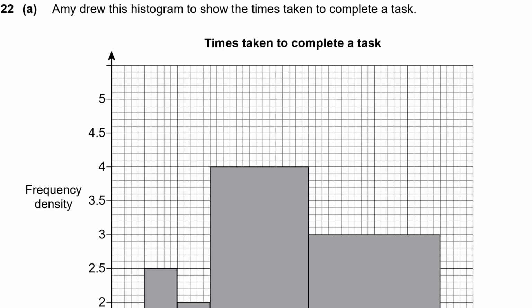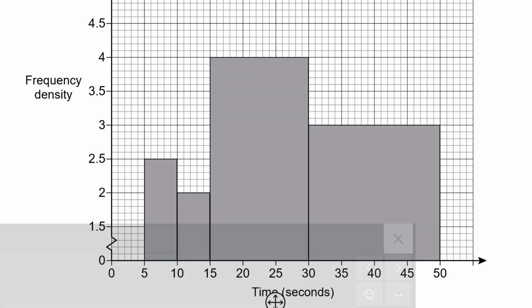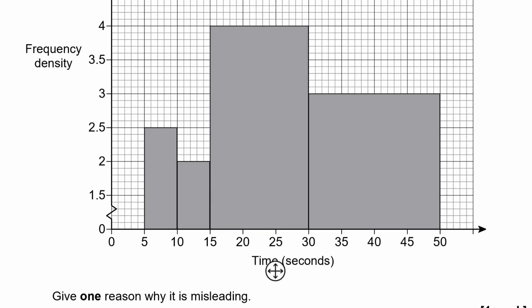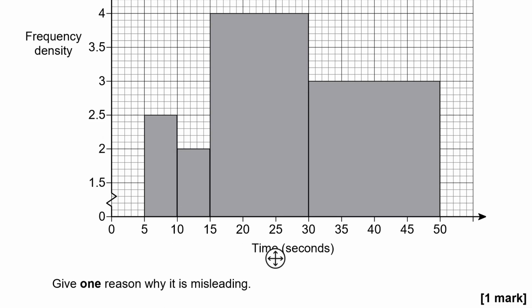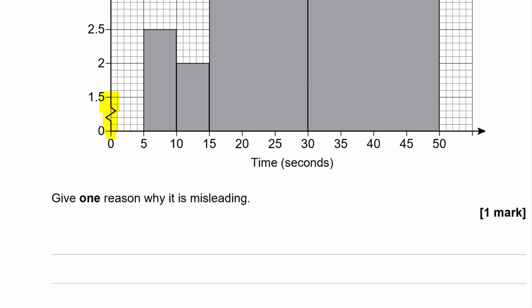Question 22a. Amy drew this histogram to show the times taken to complete a task. You can see we've got frequency density down the side, and we've got time along the bottom. But what's interesting, I think, is that she's used a broken scale here, which is not really recommended for frequency density. Basically, you're taking a big chunk of the bottom half of the graph out, and it's going to make all the heights of those bars unrepresentative, really.